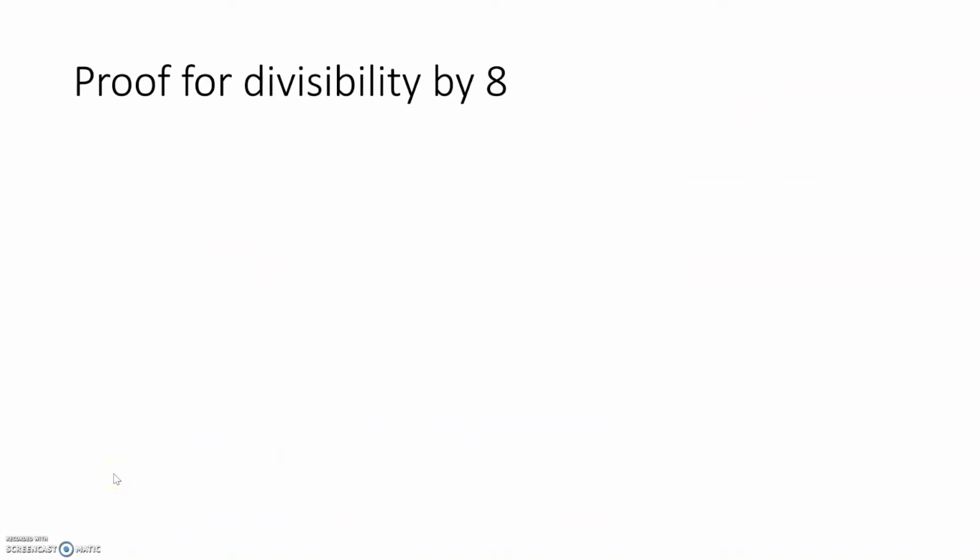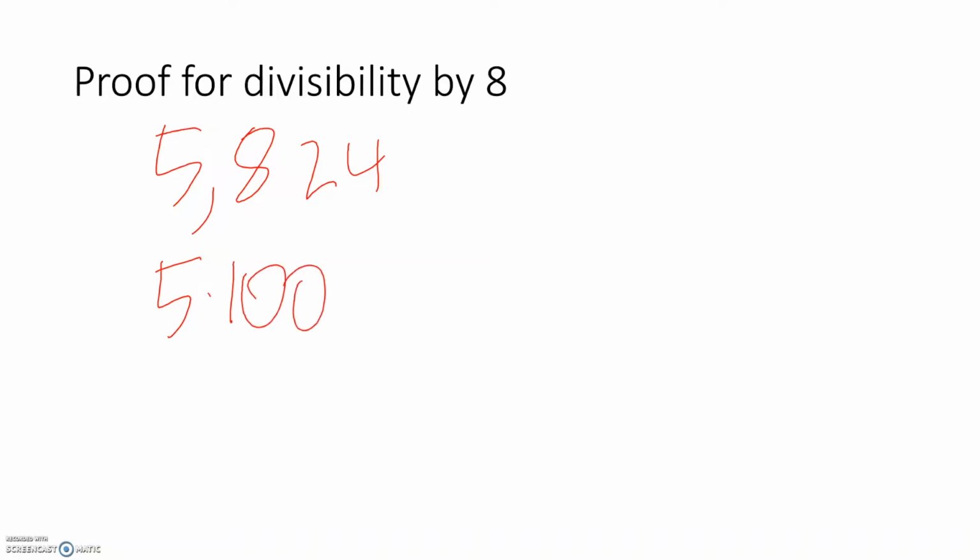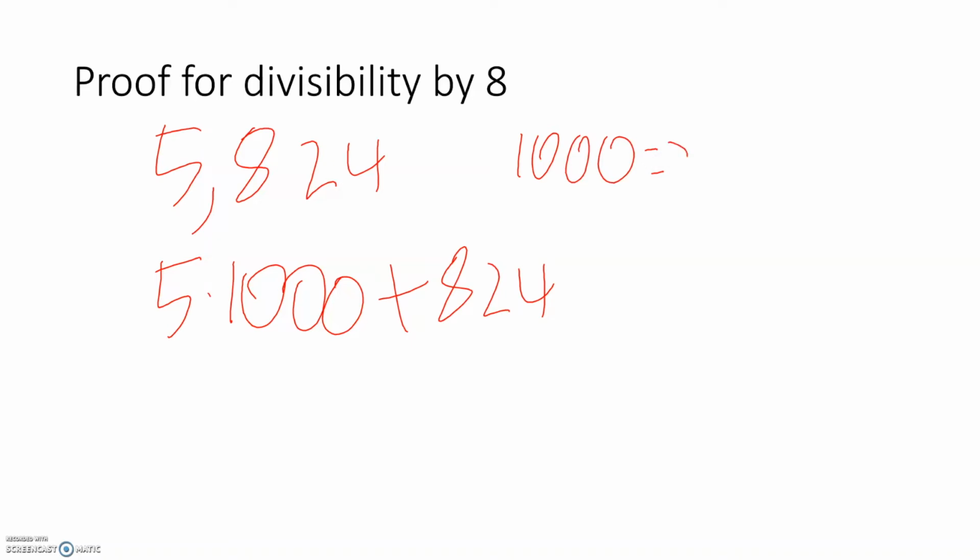Proof for divisibility by 8. We'll be using the same concept as proof for divisibility by 4. So again, let's take a large number such as 5,824. We can write this as 5 times 1,000 plus 824. And since we know 1,000 is equal to 2 cubed times 5 cubed, since 1,000 is 10 cubed, we know that 5 times 1,000 must be divisible by 8, since 8 is just 2 cubed.